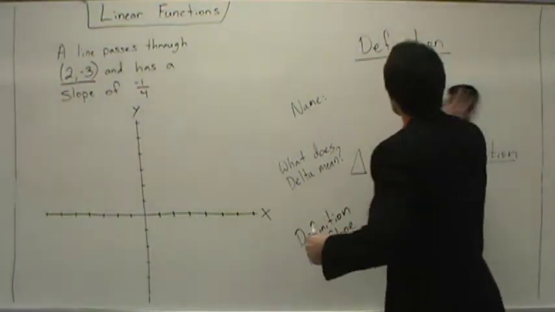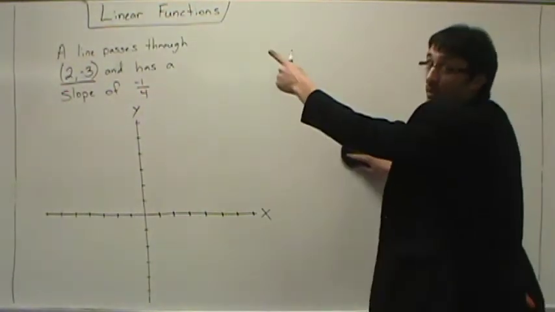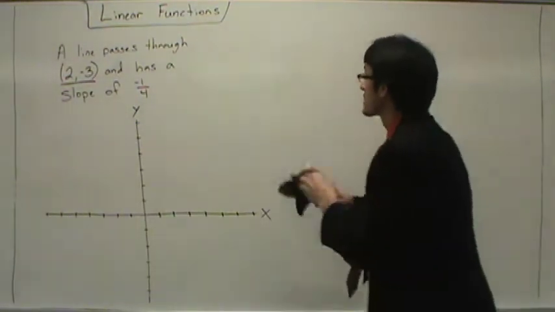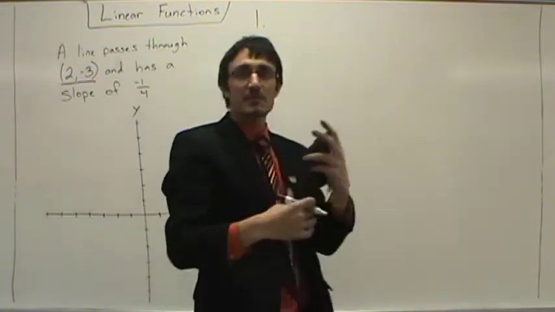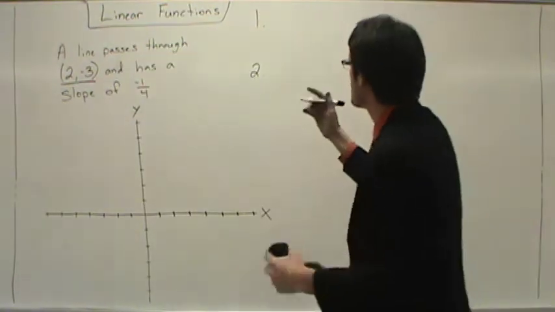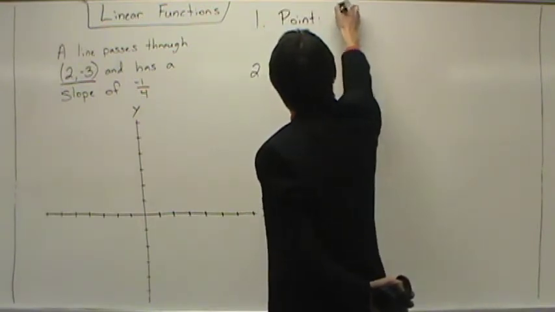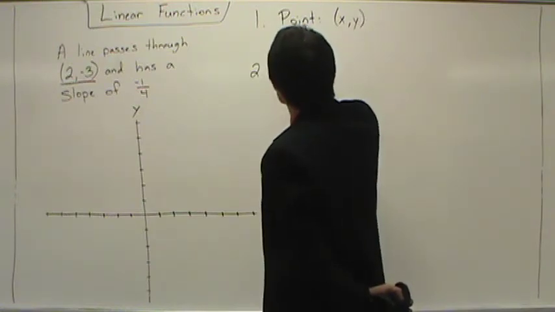Now, today's lesson. Graphing and writing the equations of linear functions requires you to know two things. And if you can find these 2 things, the problem becomes easy. These 2 things are a point, which is a location, x comma y, and slope.